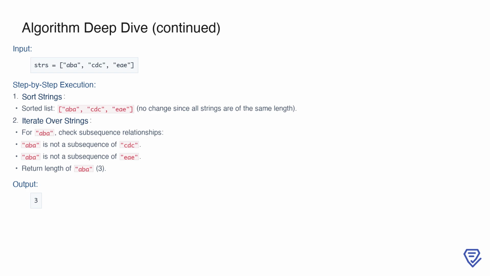This result reflects the length of the longest uncommon subsequence in the input. The algorithm terminates here because the sorting ensures that no subsequent strings can provide a longer valid result. Thus, the output is 3.